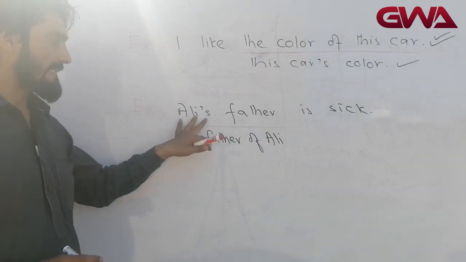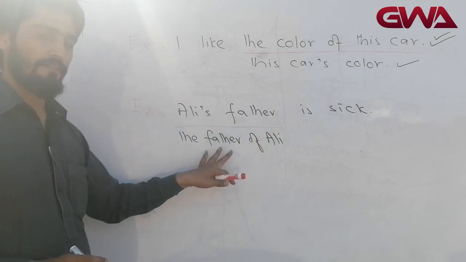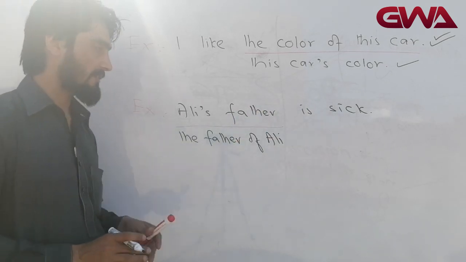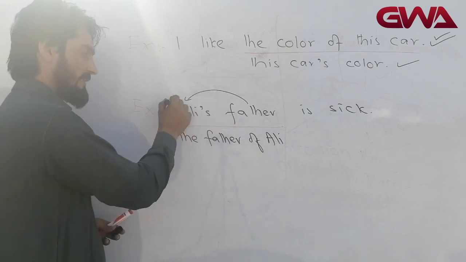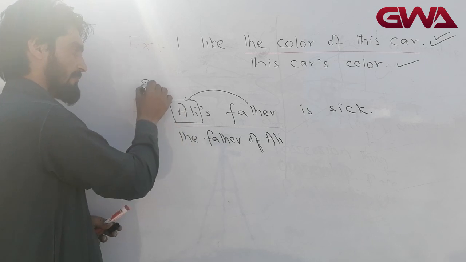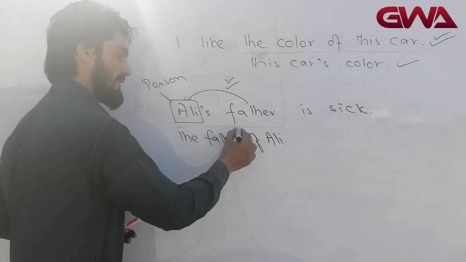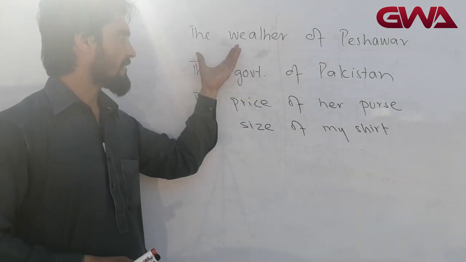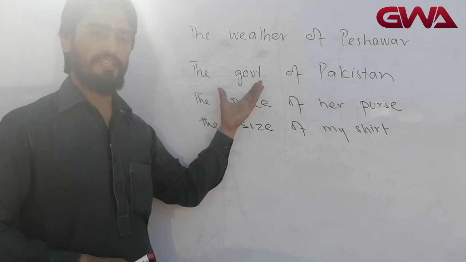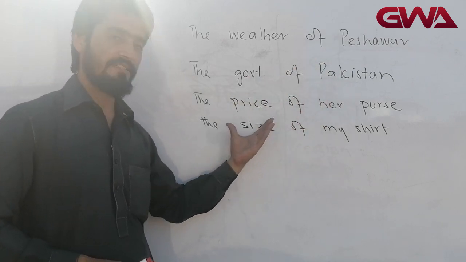Another example: Ali's father is sick. We can also say the father of Ali is sick. Now here, whose father? Ali's father. Ali is a person. So the first one is better, the second one is not wrong. Now more examples: the weather of Peshawar, the government of Pakistan, the price of her purse, the size of my shirt.